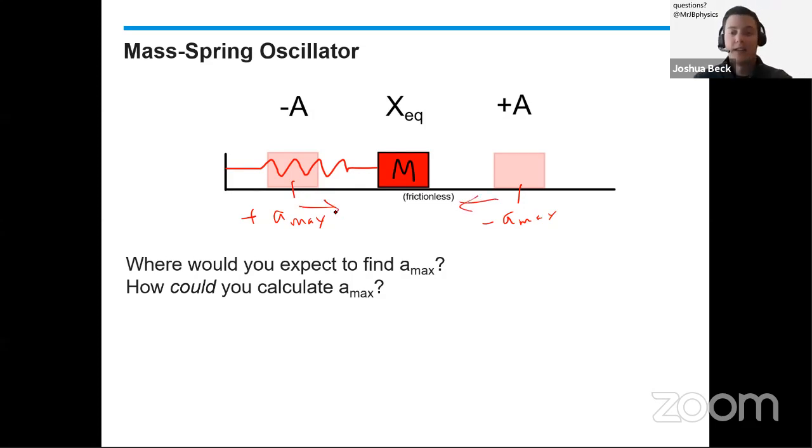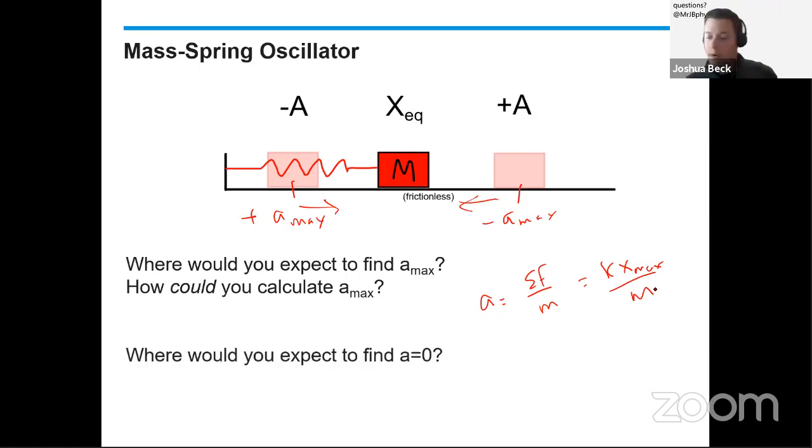Now, how could we calculate that? Well, acceleration is calculated with just the net force divided by the mass. Our net force was kx max. That was our maximum displacement, so that's our maximum force. So that would give us our maximum acceleration. Now, where would you expect to find an acceleration of 0? Well, right in the middle, where there's no displacement, so there's no net force. So here we'd find our acceleration of 0, just like the graph showed us.